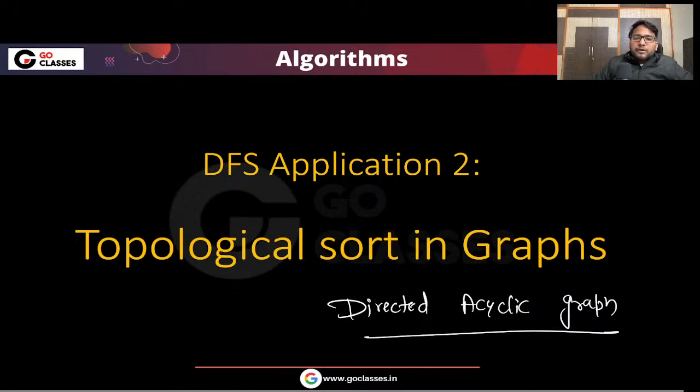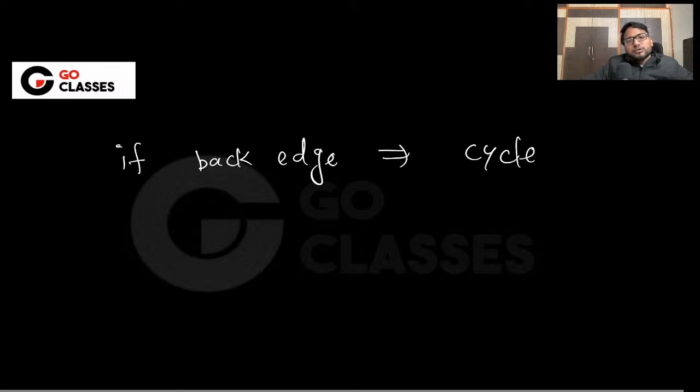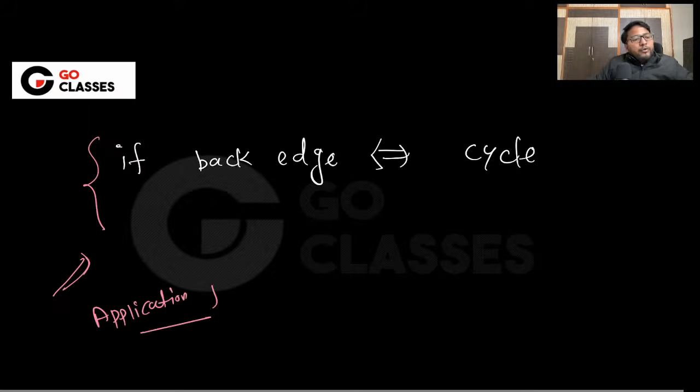So what is application number 1? Cycle detection. If there is a back edge, then there is a cycle, right? So this is application 1. Back edge in which kind of graph, directed or undirected? Here it is irrespective of the graph. If there is a back edge in any kind of graph, directed or undirected.